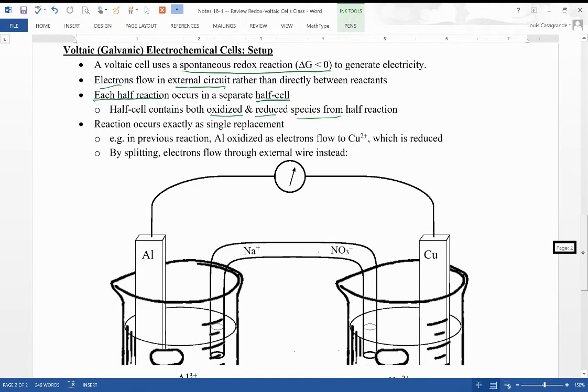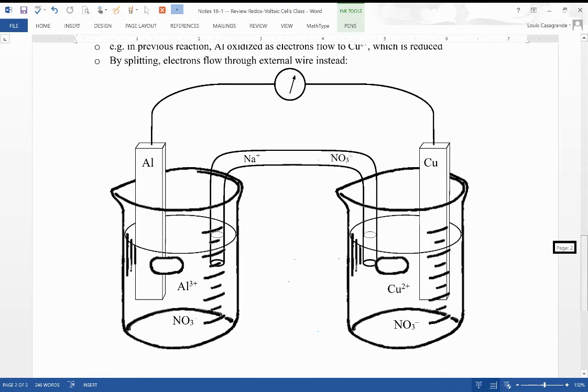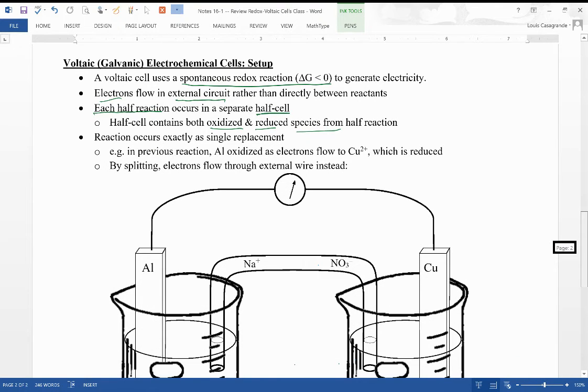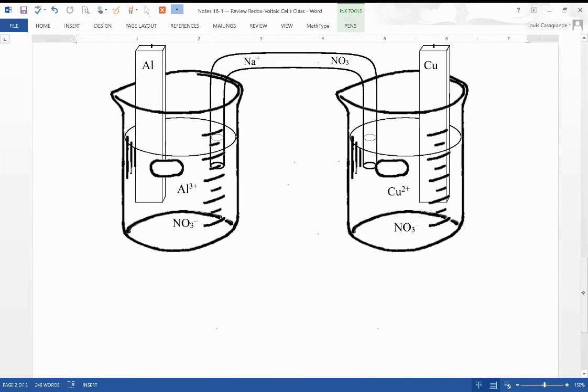So let's look down below, and you'll see on the left side, I have a cell that has aluminum in it and aluminum 3 plus, and some nitrate in there. The nitrate, again, is just there because we need to balance charge. You can't have aluminum 3 plus in solution without some nitrate. Now, in this beaker, this is where our oxidation is going to take place, where the aluminum is going to get oxidized to aluminum 3 plus, and we're going to produce 3 electrons for each aluminum that does that.